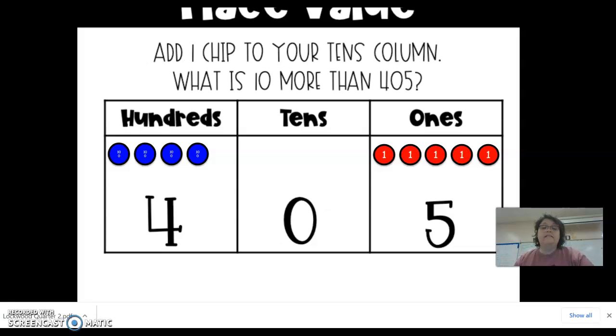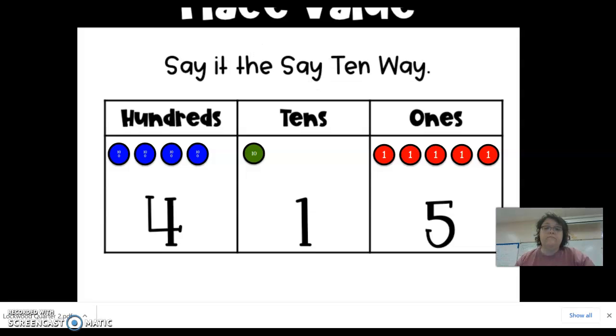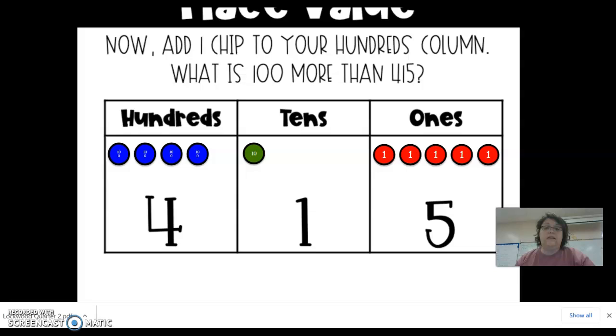All right, it says add 1 chip to the tens column. What is 10 more than 405? I'm going to add a 10 because it says what is 10 more. Now my answer changes to 4 hundreds, 1 ten, and 5 ones, which is 415.